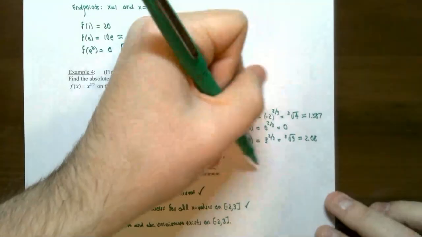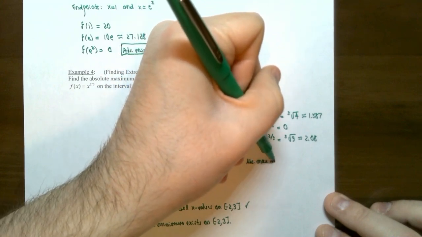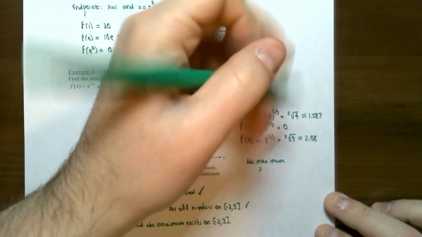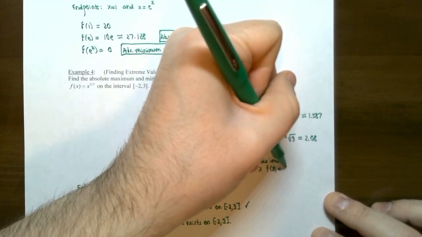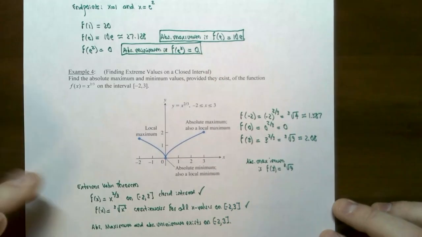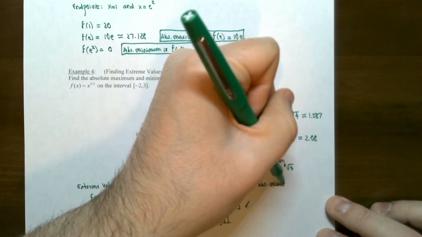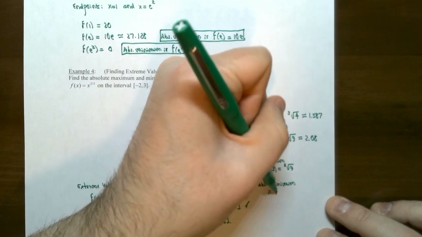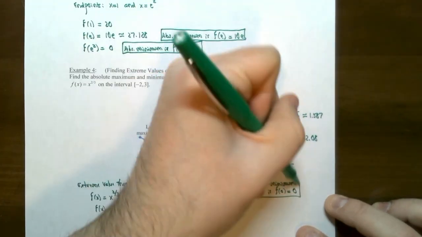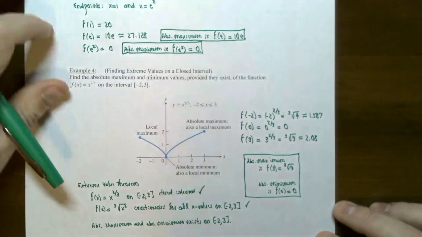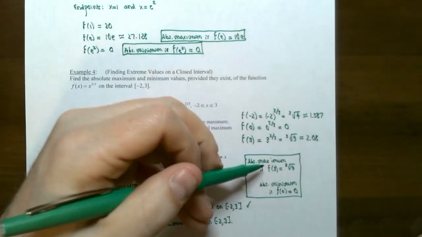So it looks like the absolute maximum is f of 3, or cube root of 9. The absolute minimum is f of 0, which was 0. And like I said before, we were guaranteed to have the absolute max and an absolute min by the extreme value theorem, and now we found them.